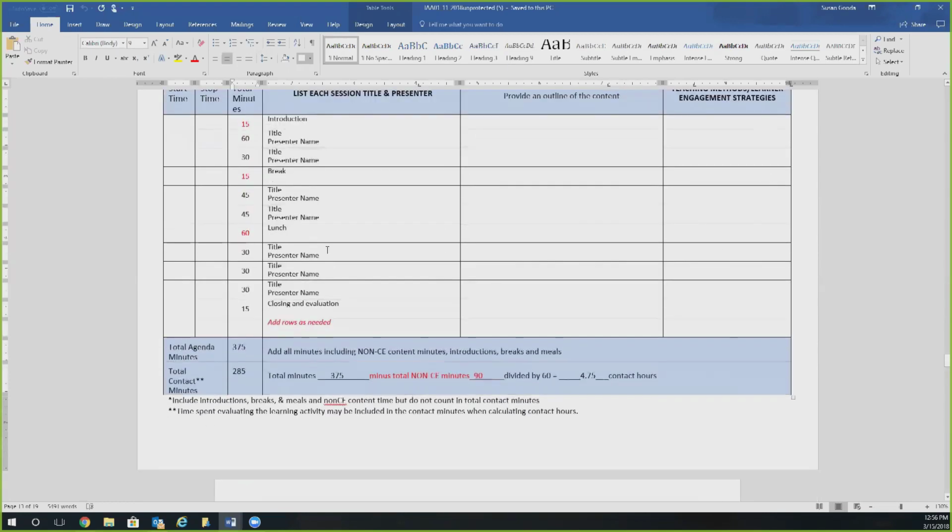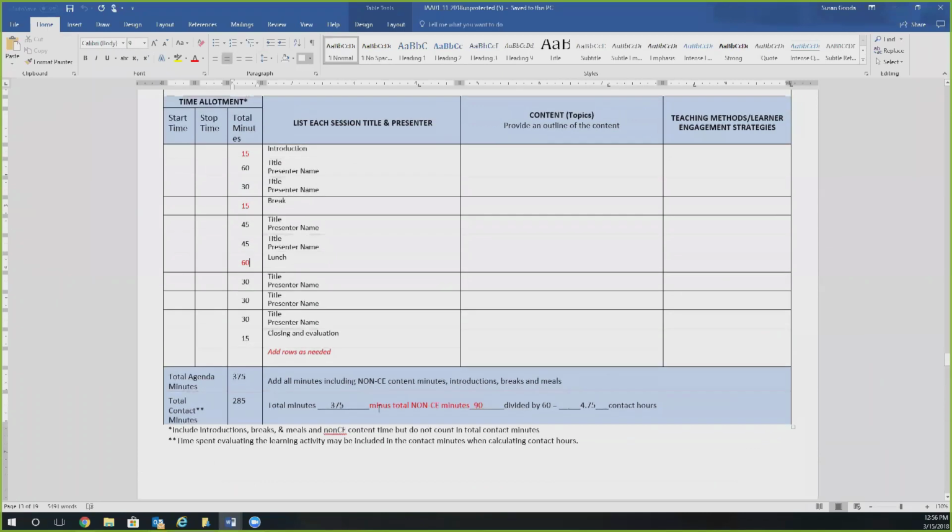So then when we get to calculating the hours, it tells you what to do. Total minutes, 375. And now I put in red, minus the total non-CE minutes, which I put 90, 60, 75, 90. So subtract that, gives you 285 minutes. Divide 285 by 60. It tells you how many contact hours that you can award.